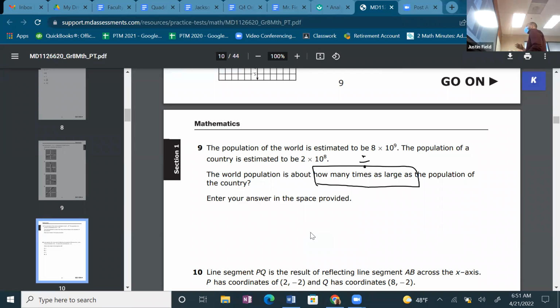Well, it's multiplication in one way, but if you're going backwards to figure it out, then it's division, right? So how many times as large is the population of the world as the population of the country? So we're dividing. Which one goes on top? We're going to take the world and divide it by the country. So what's the world? The world is 8 times 10 to the 9th power.